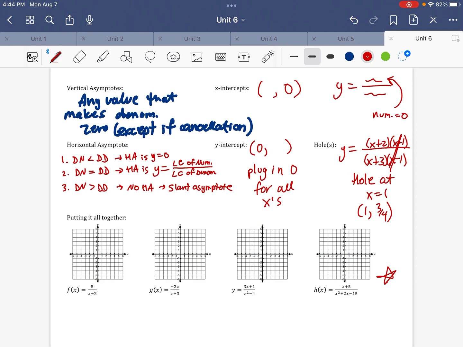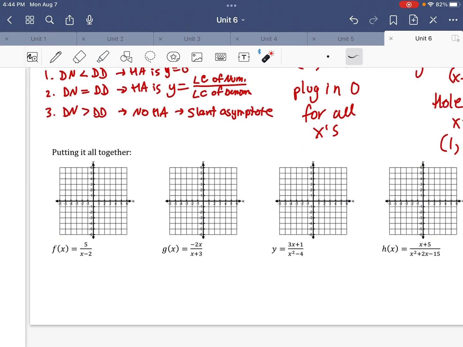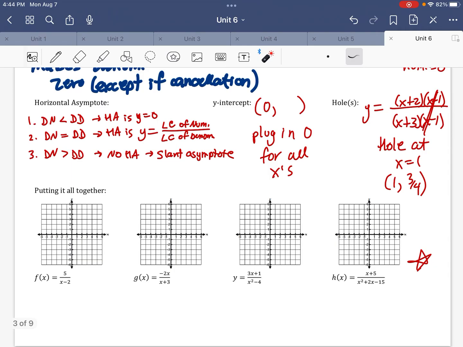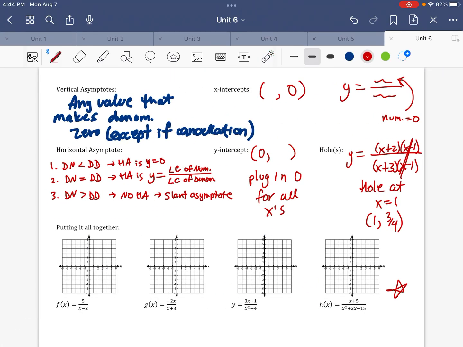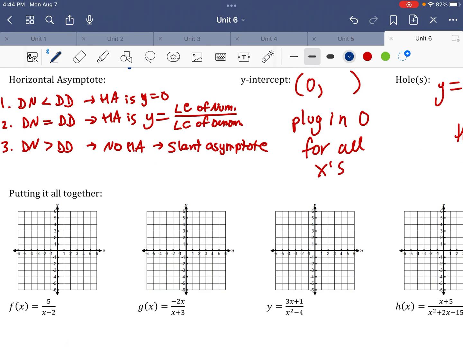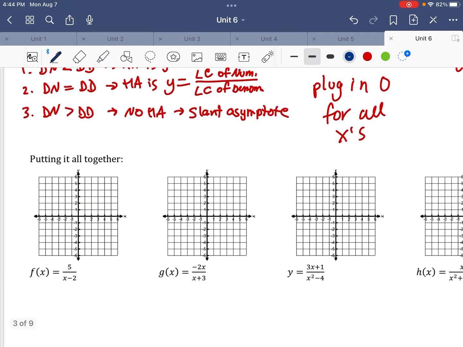Okay, so a whole is going to occur whenever there's some kind of common factor in the numerator and the denominator that cancels out. All right, so let's put it all together here in our last little bit. So let's use our rules.